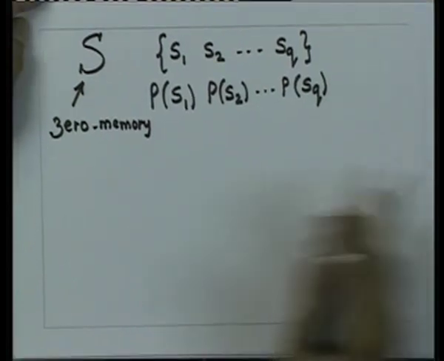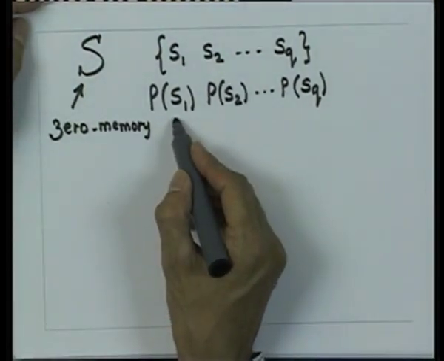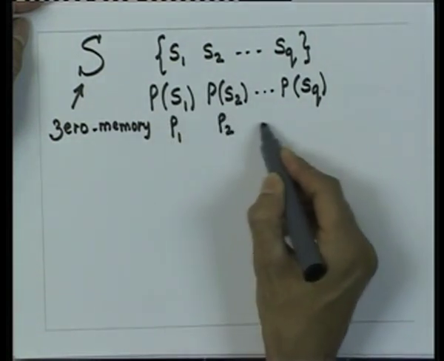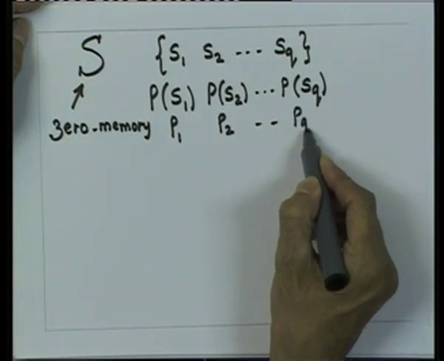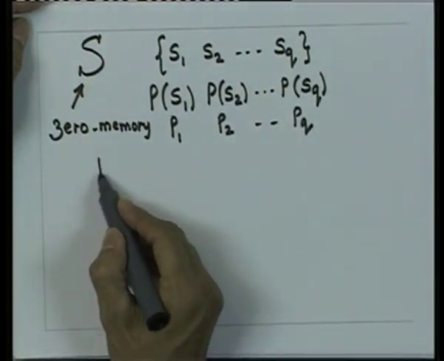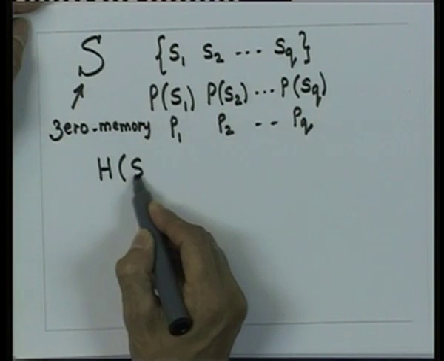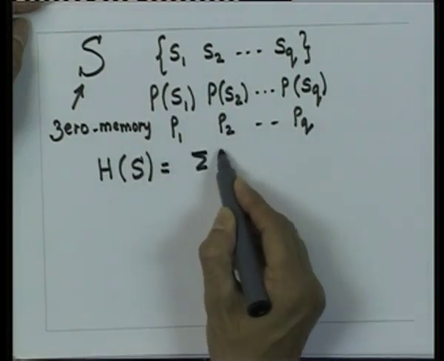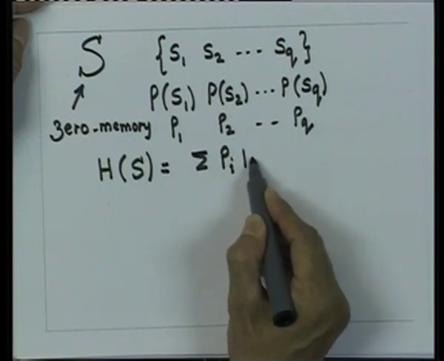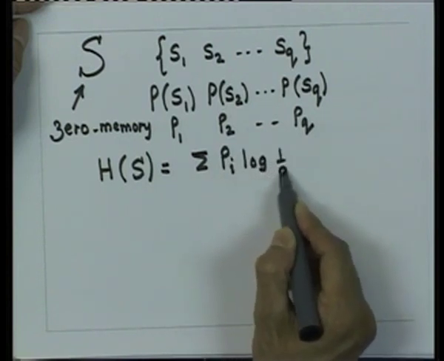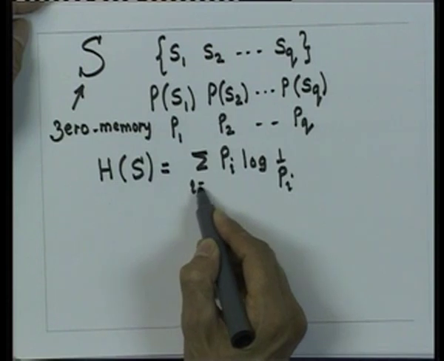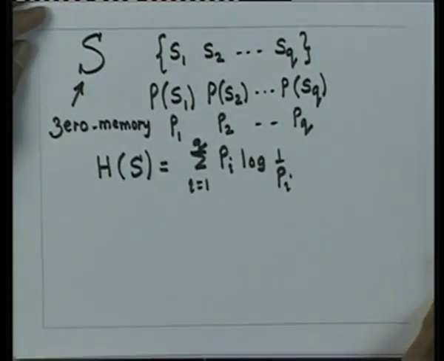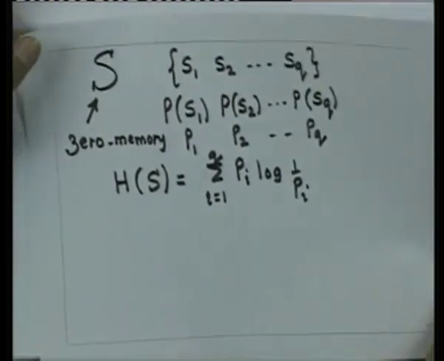Let us, I will try to simplify this. Let the source symbol probabilities be P1, P2 up to PQ. So, my entropy for the source, H(S), is nothing but the sum of Pi log of 1 by Pi, for i equal to 1 to q.